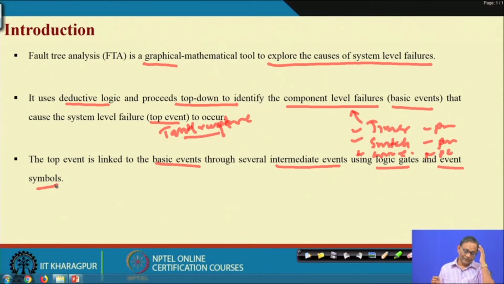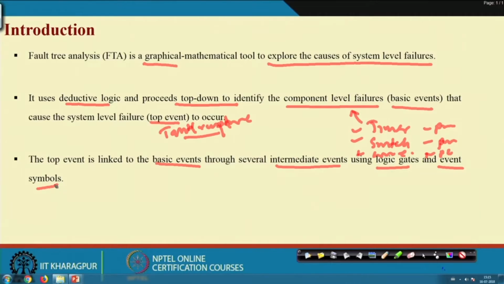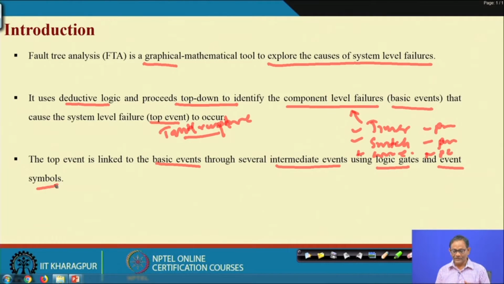So, for the time being, what have you learned here? You have learned that fault tree analysis is a graphical and mathematical tool. Why graphical? It uses several symbols. And why mathematical? The event symbols are linked with gate symbols. The gate symbols have a specific mathematical structure, particularly Boolean algebra related, which helps you in quantifying the probability of the top event failure given the bottom level failures. Now, the top event is basically the system level failure, whereas the bottom event is the component level failure.